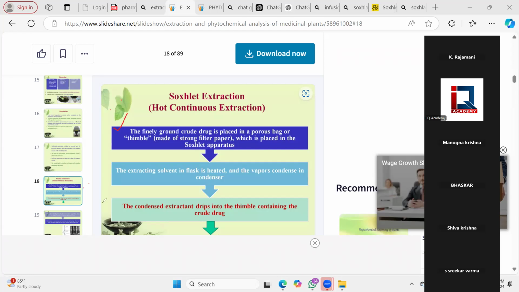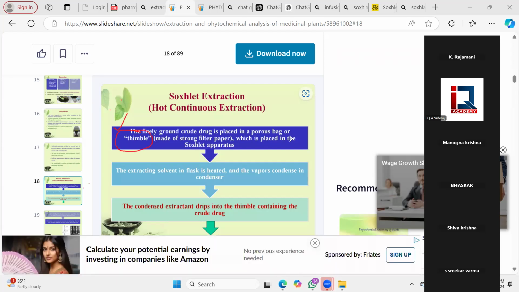So finely ground crude drug is placed in the porous bag or thimble. Then it is placed in a Soxhlet apparatus. The extraction solvent in the flask is heated and the vapor condenses. Then the condensed vapor falls on the thimble so that the drug starts extracting into that solvent.